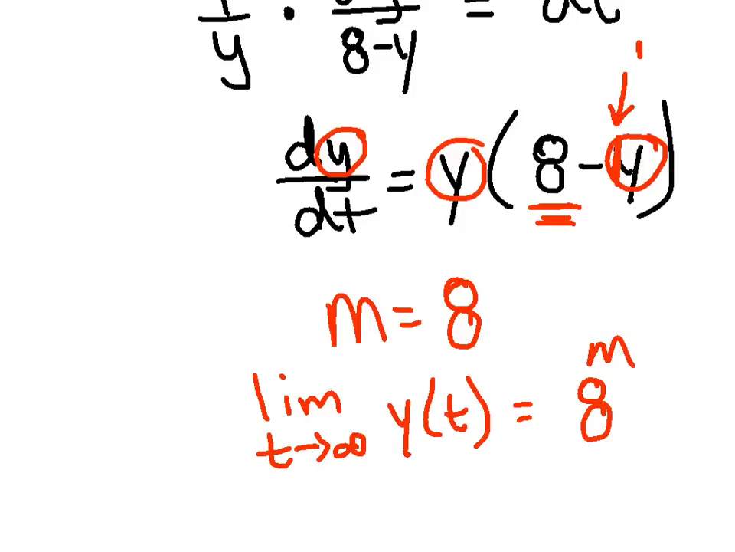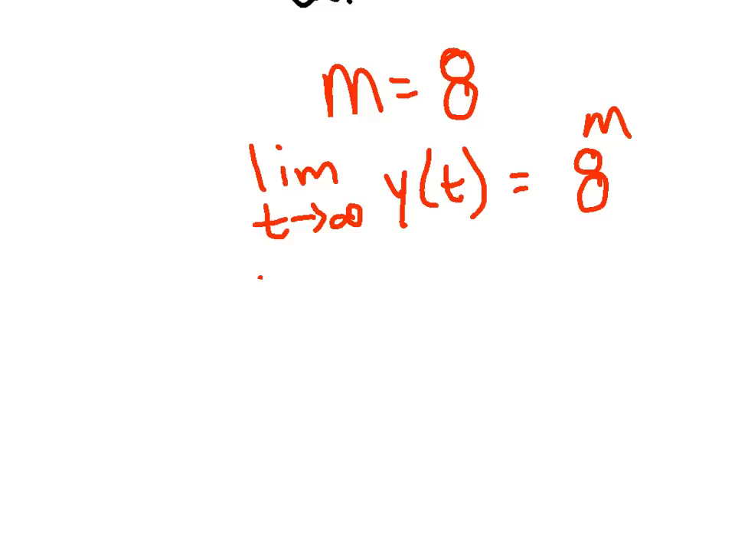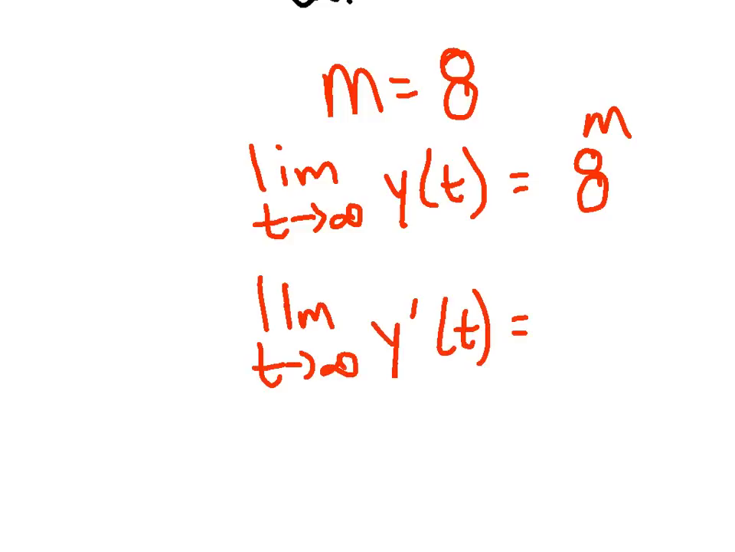Not to be tricked here, what if they wanted the limit as t approaches infinity for y prime? In other words, what's happening to the slopes? The slopes are getting closer and closer to 0 because the curve itself is flatlining.